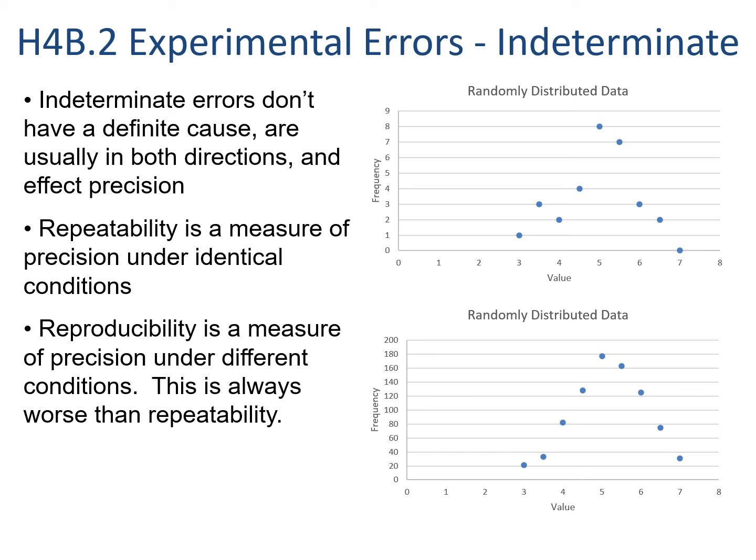We'd use that precision to indicate how reproducible it is, and it would always be less reproducible than it is repeatable. It might seem like that's worse, but reproducibility actually is a better measure because it takes into account some of the determinate errors within a lab, like temperature variations or variations in glassware, and even some minor user errors.